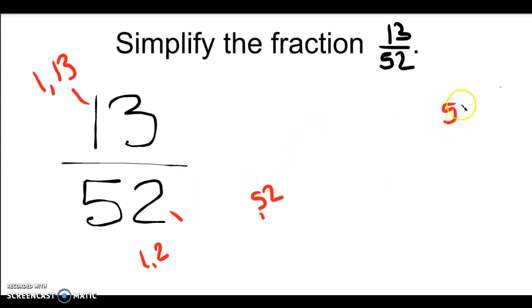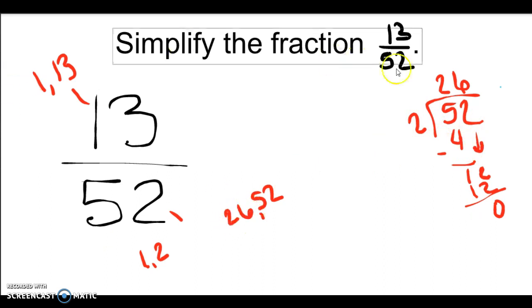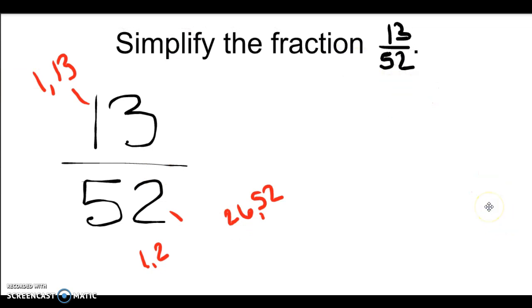52 is an even number, so I know 2 times something equals 52. I could come over here and do some long division to check what that number is. 2 goes into 5 2 times. Subtract, bring down. 2 goes into 12 6 times. 6 times 2 is 12, which gives me 0. All right, 52 divided by 2 is 26. Okay, so we'll go ahead and put 26 here. Let me get rid of this work.